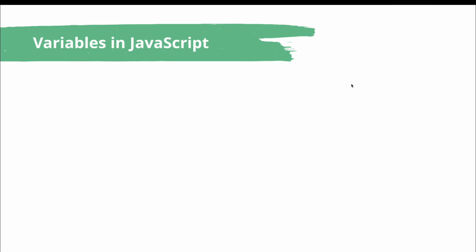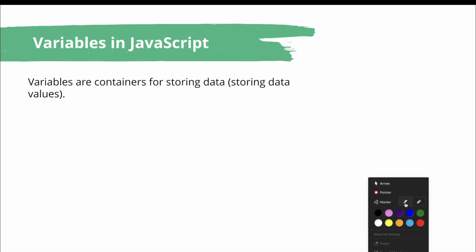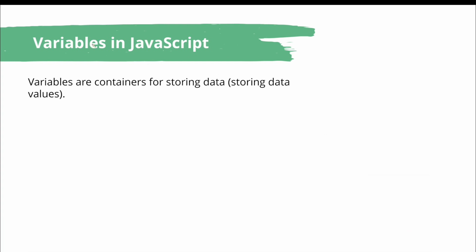So in JavaScript, variables act as a container. When we talk about a container to store any data type in JavaScript, we call it a variable. This variable could be of two types: one is a dynamic variable and the other is a non-dynamic or static variable.